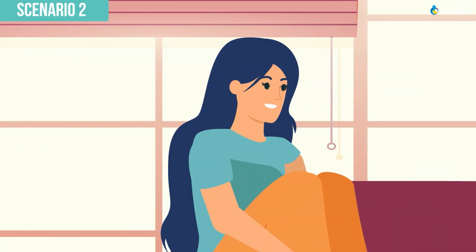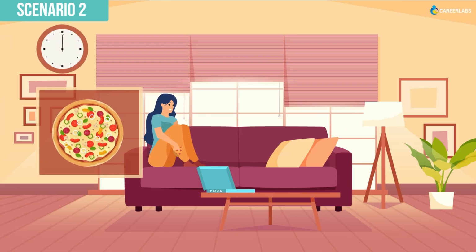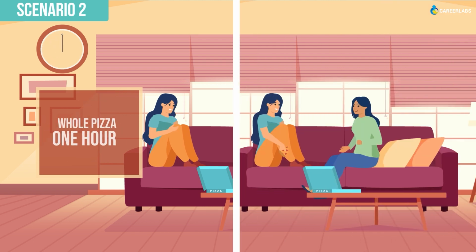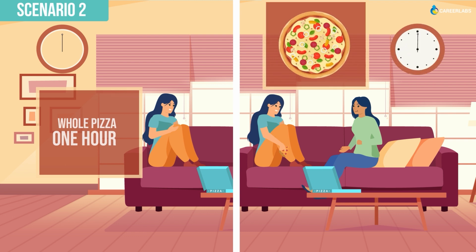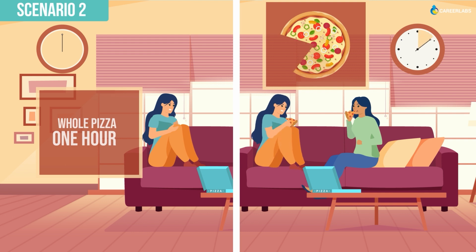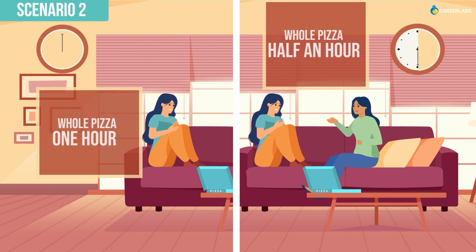Scenario 2. Alexa, a food blogger, is known for her craze for pizza. On this particular day, she took 1 hour to eat the whole pizza. Next day, to her surprise, her friend Isha visited her. Alexa had no other choice but to share the pizza with Isha, and both of them completed the full pizza in half an hour. So, what do you think about the two scenes that just occurred?